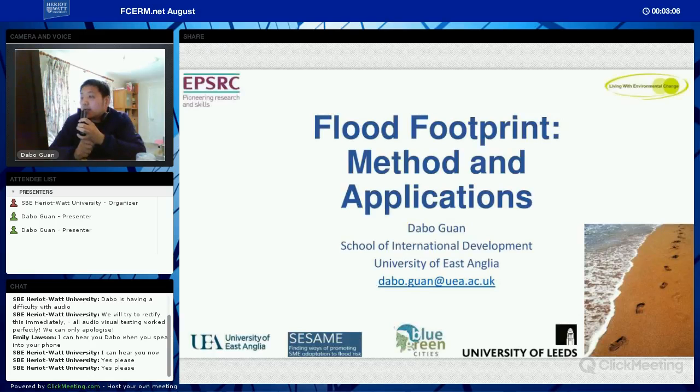And I'm going to present some of the research we are trying to do within the two flood sandpit projects by using a similar approach, what I call the flood footprint. The first project is Blue-Green Cities, and the other one is SESAME, looking at small and medium businesses, their adaptations, and the damage to them in terms of flooding.